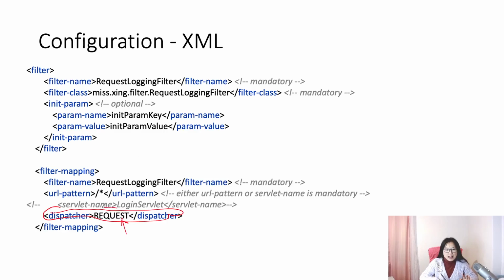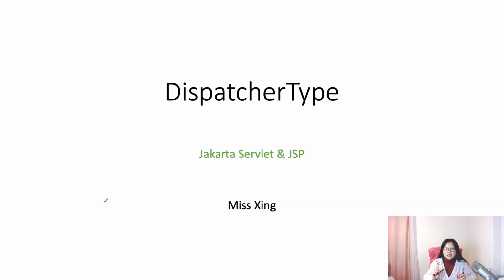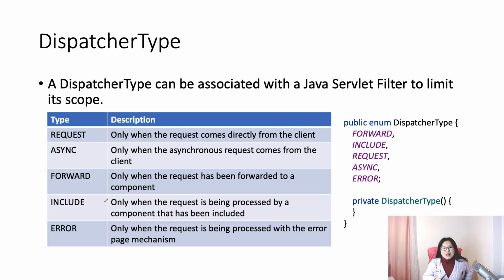And for this value, we actually have several options. And this is our topic, dispatcher type. A dispatcher type can be associated with a Java Servlet Filter. Sorry, to limit its scope. You know why I say sorry? Oops. I should say here is Jakarta, okay? Because the API actually is the same, right? So it doesn't change. Here just say Jakarta.